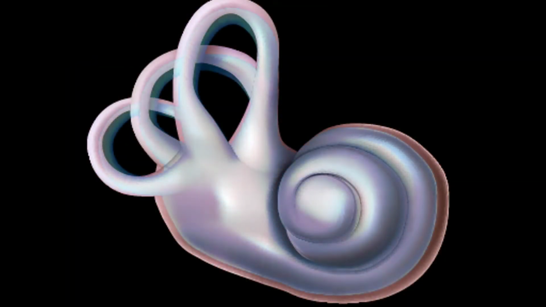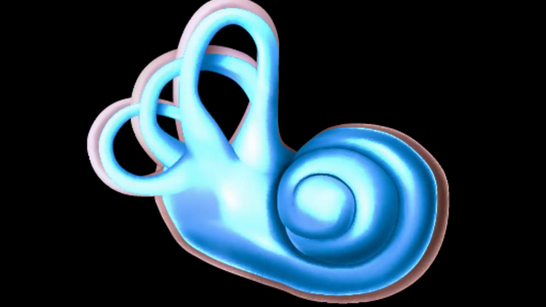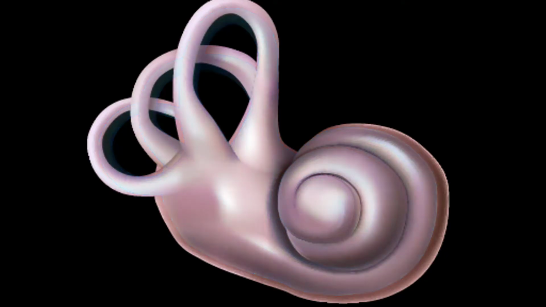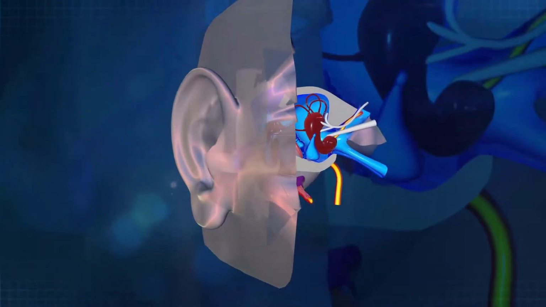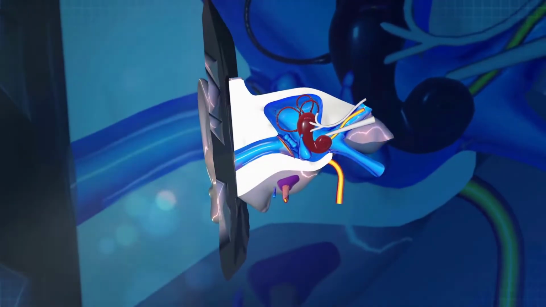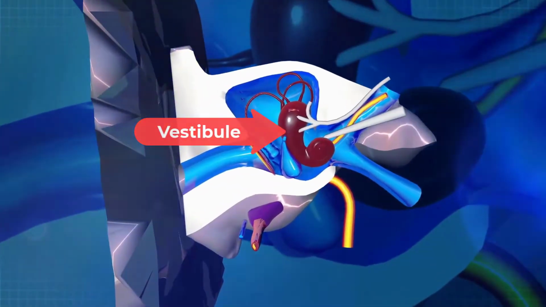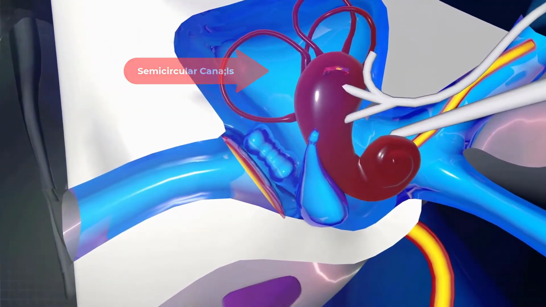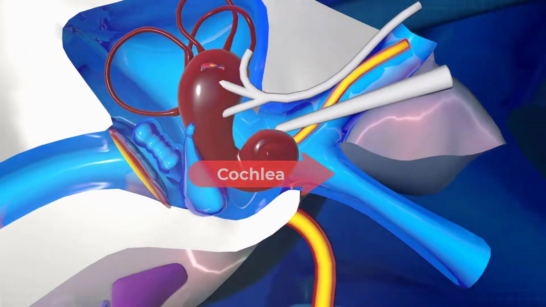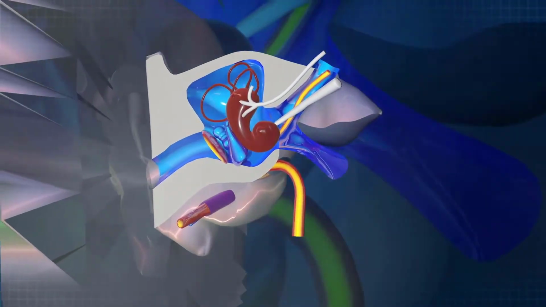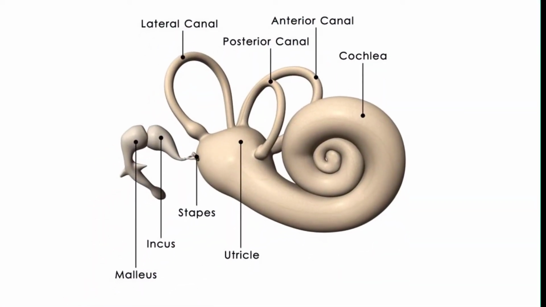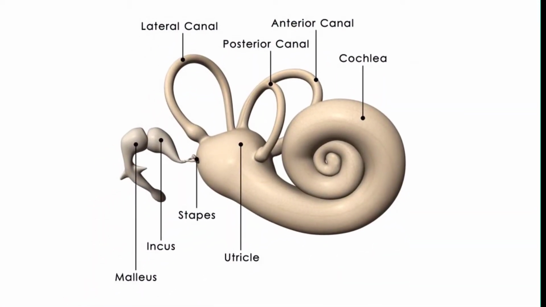The receptors are found within the membranous labyrinth, which is filled with a fluid called endolymph. The bony labyrinth surrounds and protects the membranous labyrinth within a liquid called perilymph. The bony labyrinth is subdivided into three areas: the vestibule, the semicircular canals, and the cochlea. The vestibule and the semicircular canals form the vestibular complex. The cavity within the vestibule contains the utricle and the saccule.